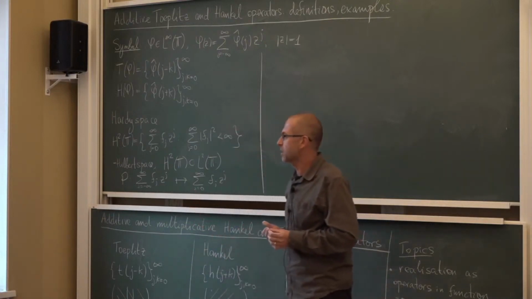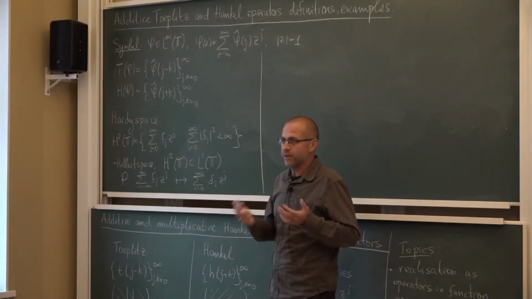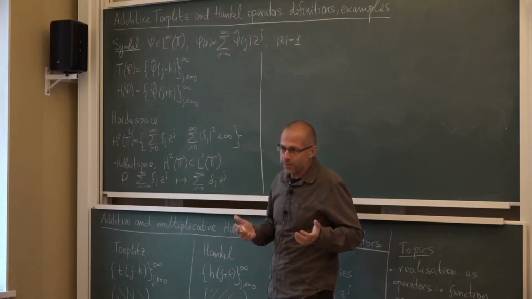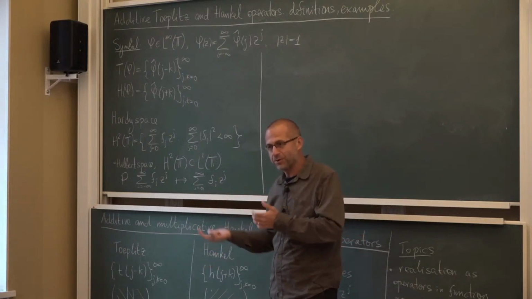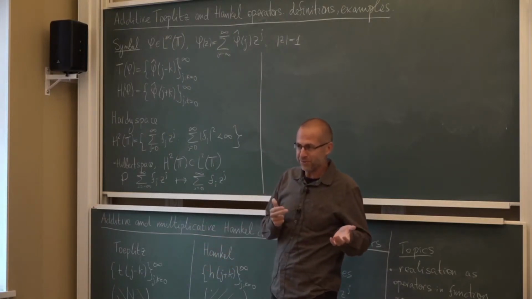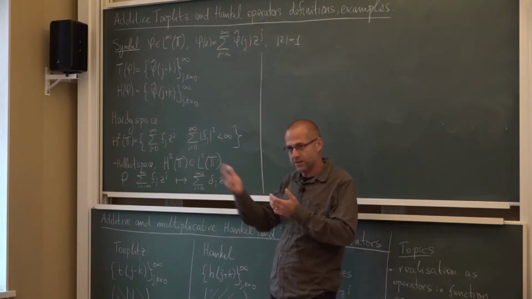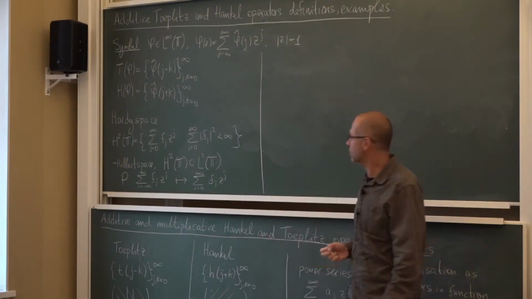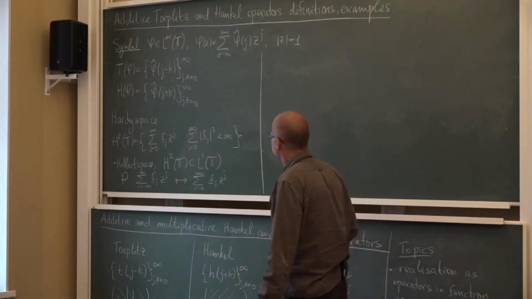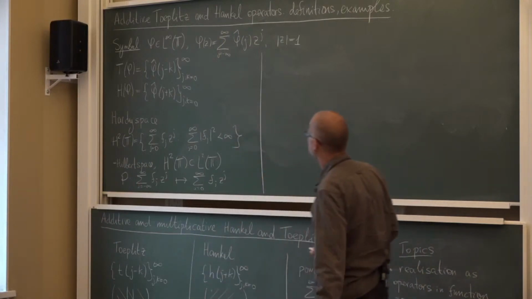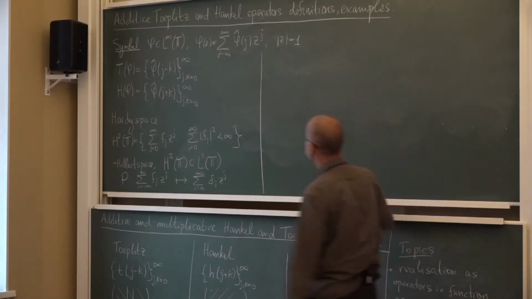I'm trying to appeal to mathematical physics intuition. When you think of the Schrödinger operator, sometimes you want to think about coordinate representation, sometimes about momentum representation. The same way here, different pictures are useful. Now we have all the definitions here.